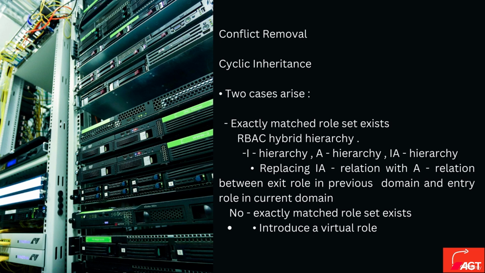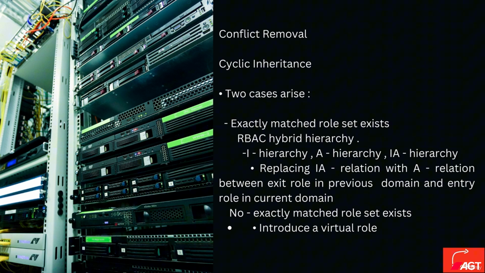Conflicts over inheritance can be resolved in 2 steps. It is first determined whether an exact matched role set already exists. If so, an I hierarchy, A hierarchy, and IA hierarchy hybrid role-based access control (RBAC) hierarchy can be used. An A relation between the exit role in the prior domain and the entry role in the present domain can take the place of the IA hierarchy. This method ensures that the access privileges provided in the previous domain are kept in the current domain.